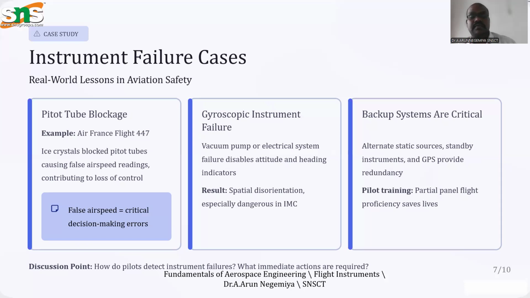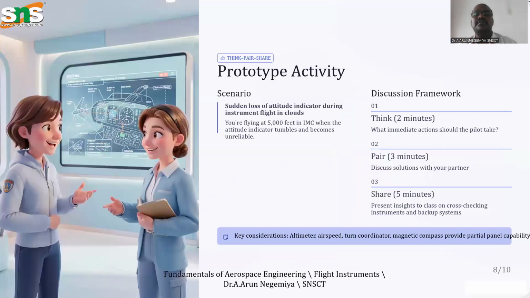Instrument failure cases. In that, the first one is pitot blockage. Pitot blockage means it will not show the pressure difference in the correct manner. We can find this in the case of Air France flight 447. And next one is gyroscopic instrument failure. It happens due to vacuum pump failure. Next one is backup systems, like GPS, which may not open properly. These are all the failures that happen due to instrument failure cases.